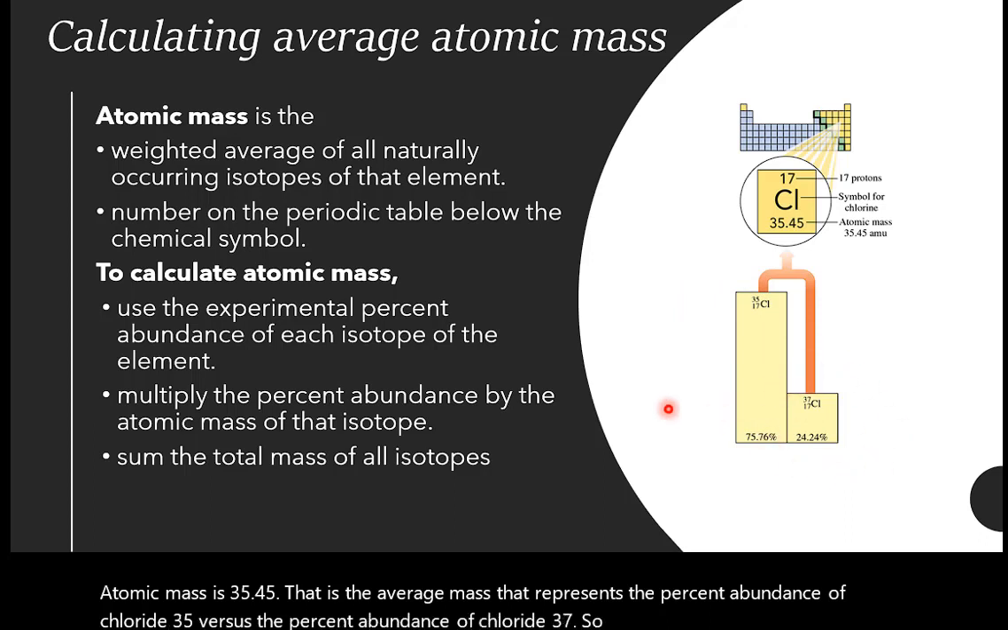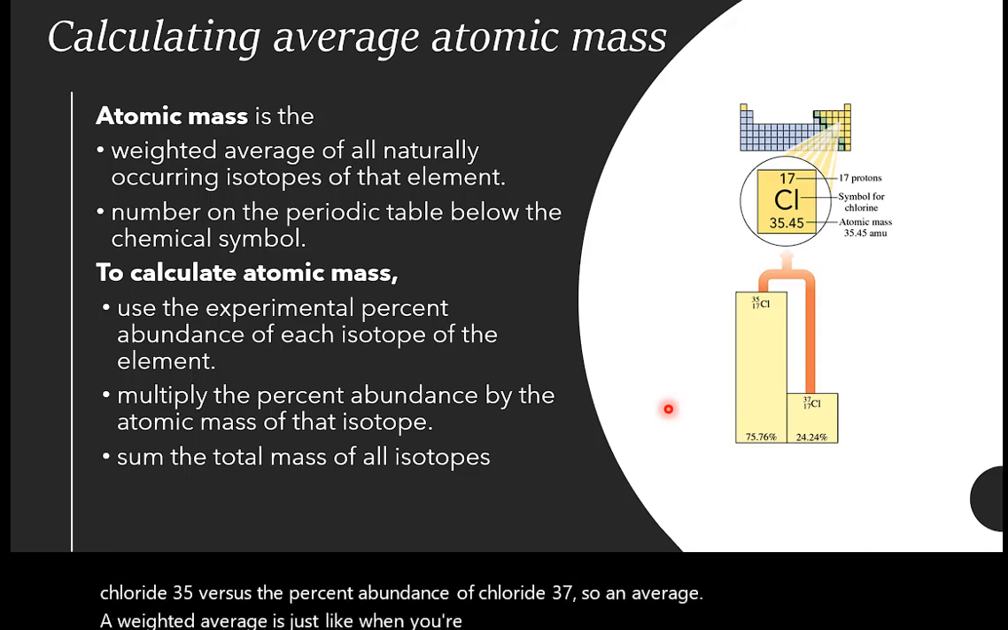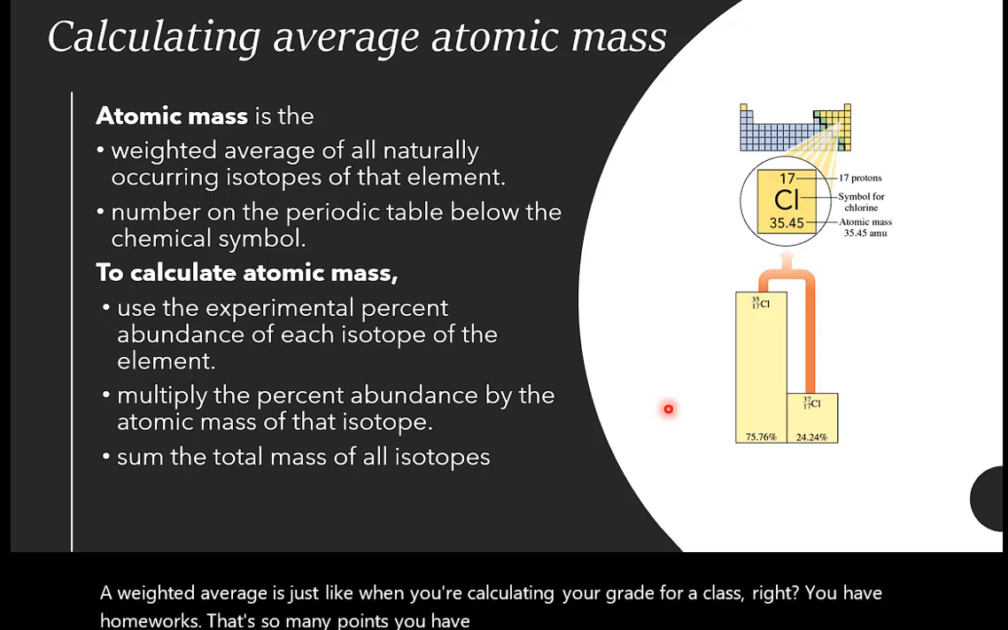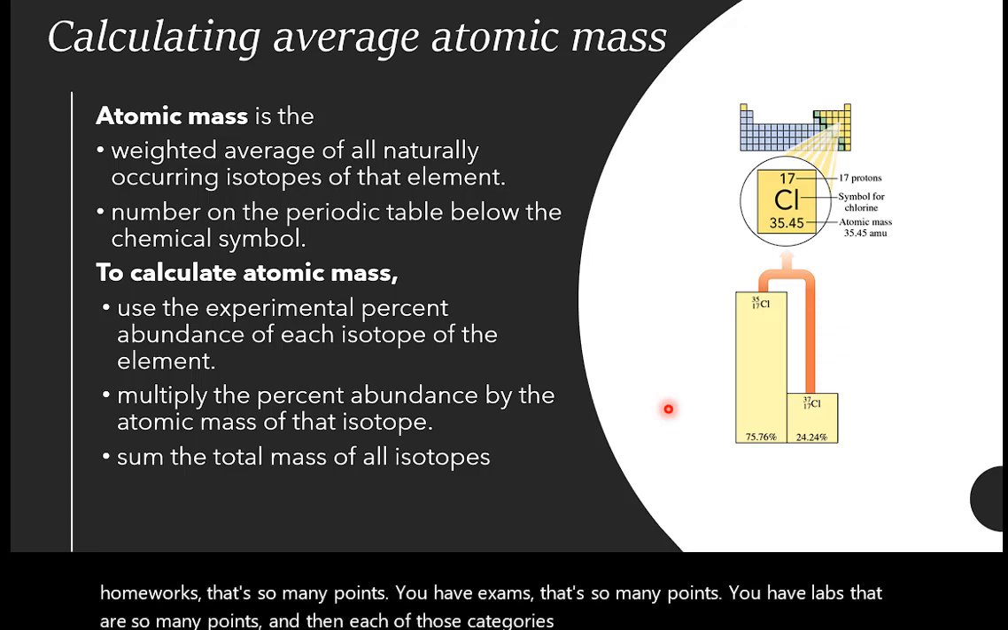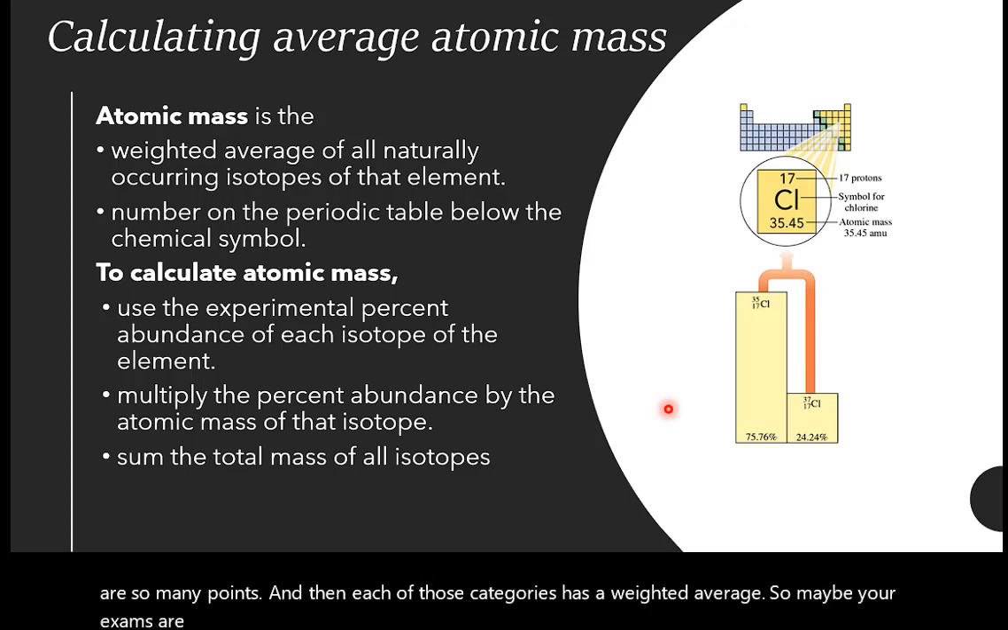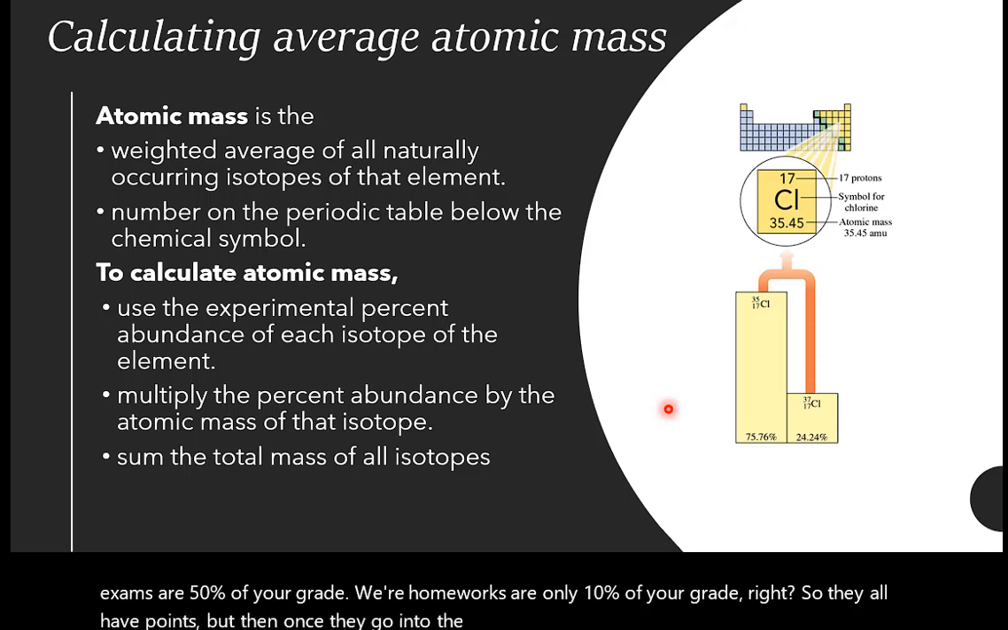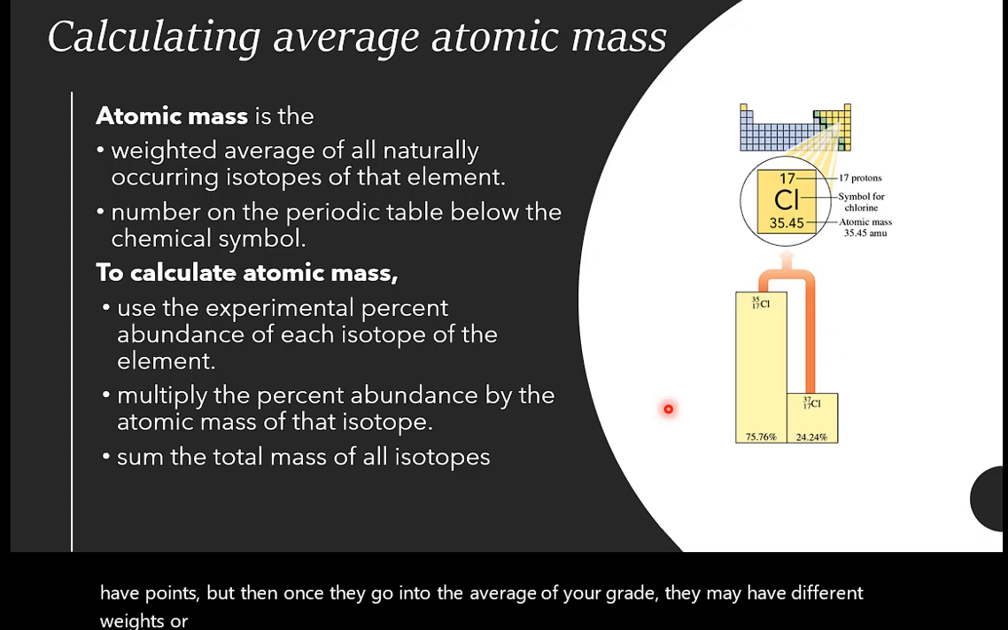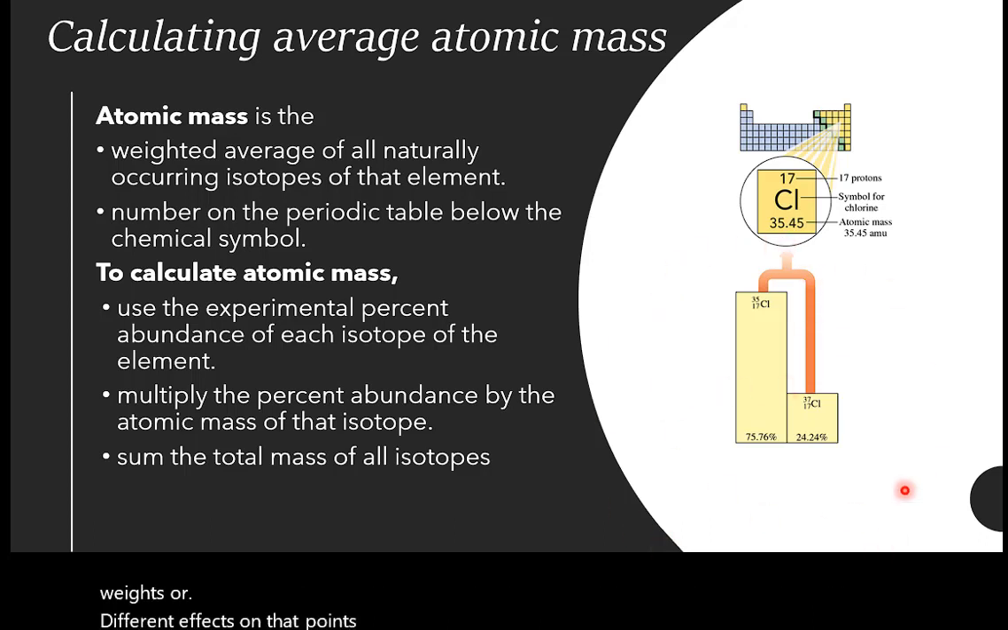So a weighted average is just like when you're calculating your grade for a class, right? You have homeworks, that's so many points. You have exams, that's so many points. You have labs that are so many points. And then each of those categories has a weight. So maybe your exams are 50% of your grade, whereas homeworks are only 10% of your grade, right? So they all have points, but then once they go into the average of your grade, they may have different weights or different effects on that grade. And so that's what we see when we look at the average atomic mass.